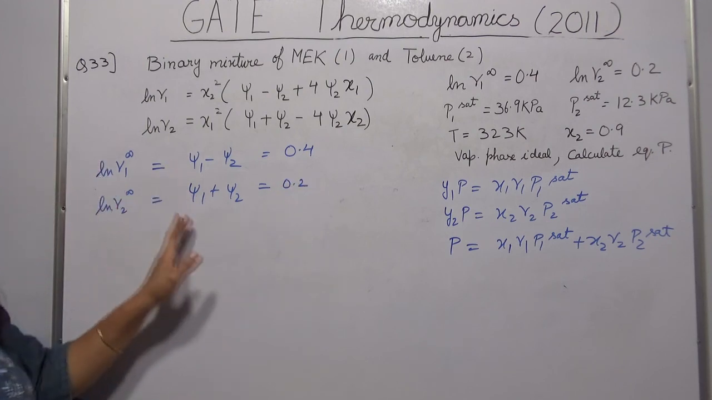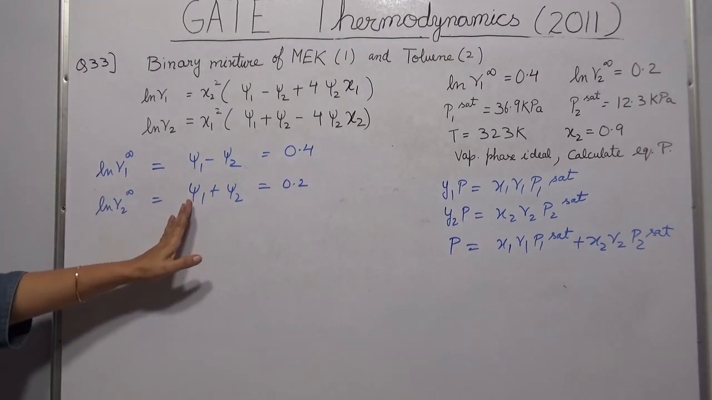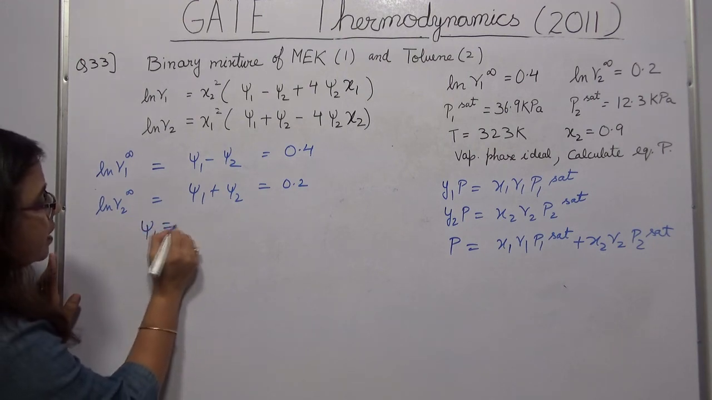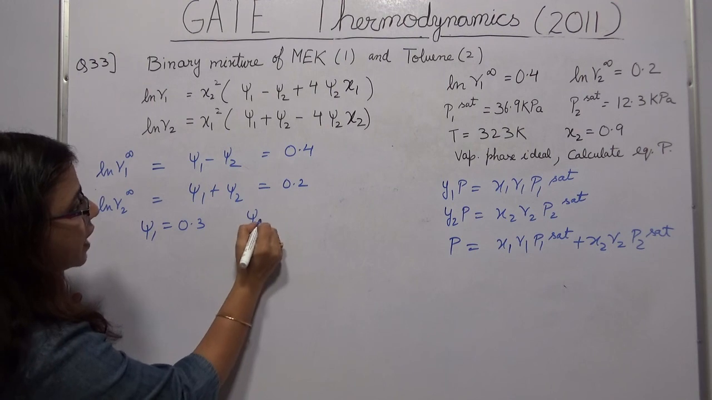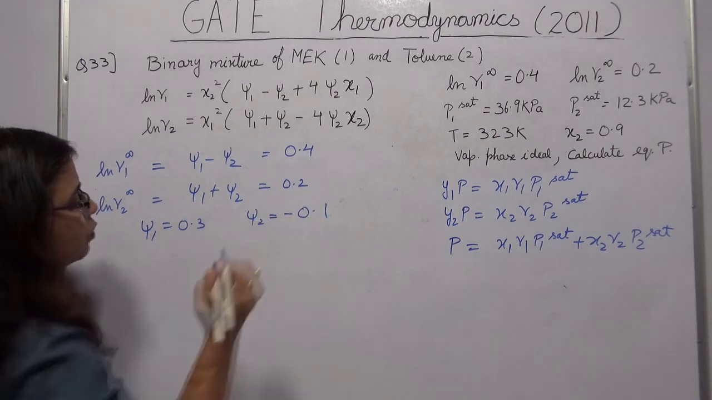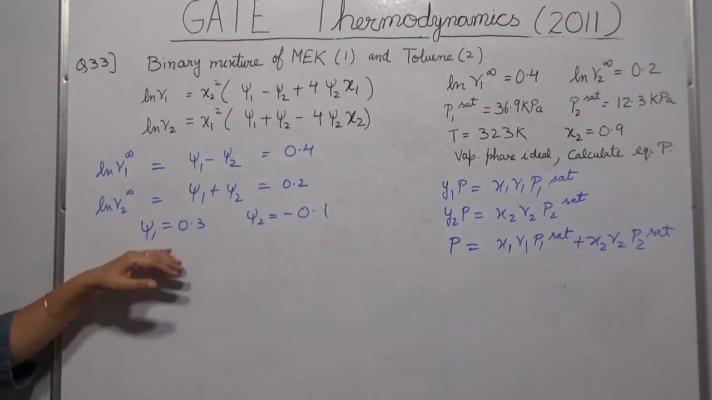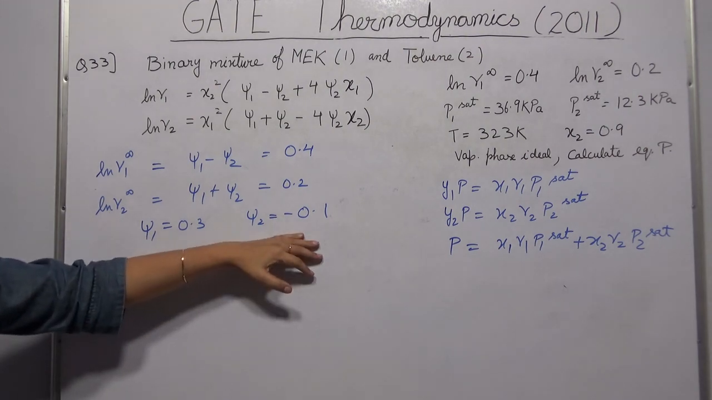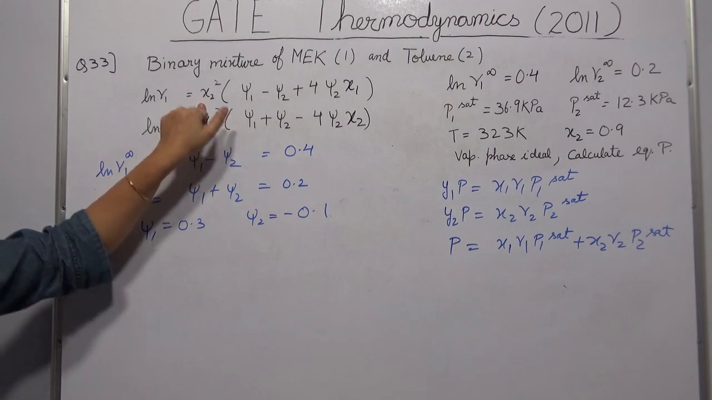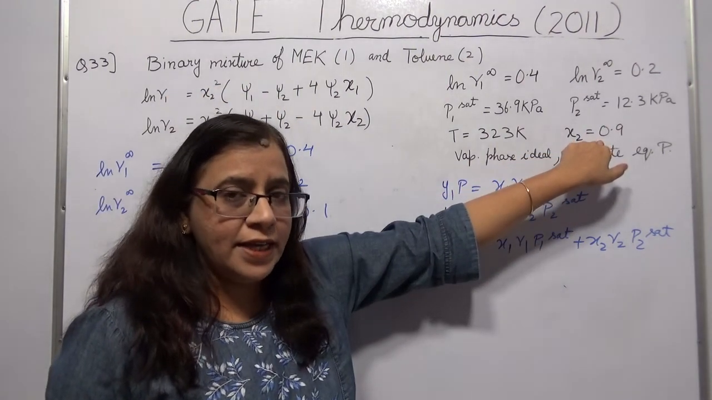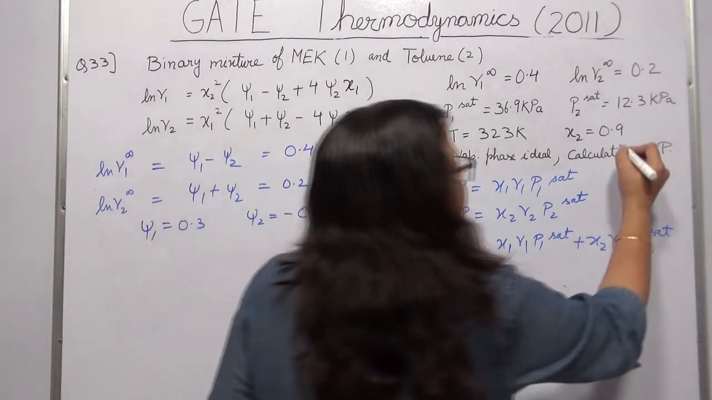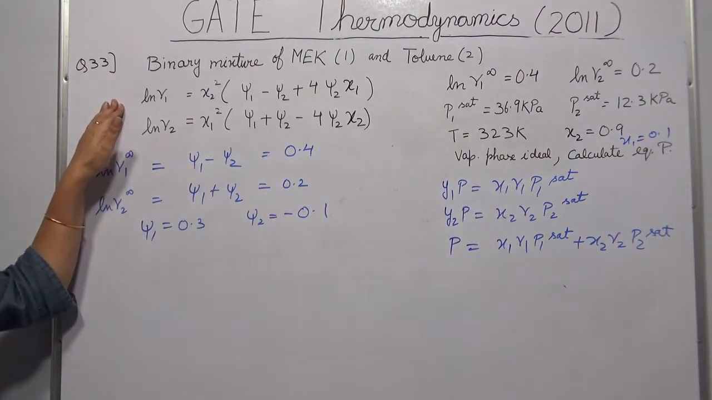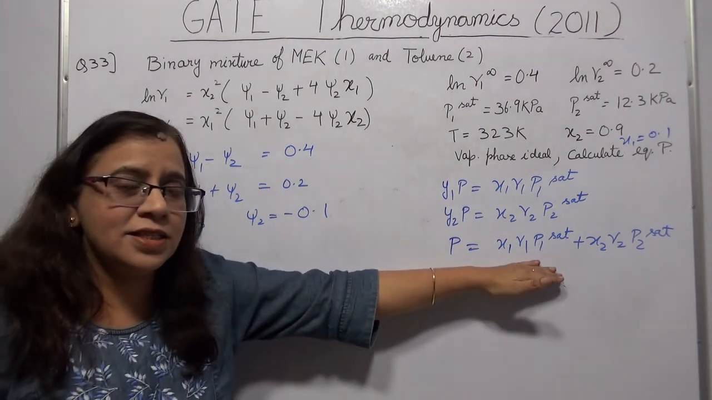Now you have two equations and two unknowns. Quickly go and solve these for psi 1 and psi 2, and you will find that your psi 1 is equal to 0.3 and your psi 2 is equal to minus 0.1. Okay. Once we have calculated our psi 1 and psi 2 values, rest all is very simple. For the given condition, that is for your x2 equal to 0.9 and x1 equal to 0.1, we are going to calculate the values of gamma 1 and gamma 2 to be used in this equation.